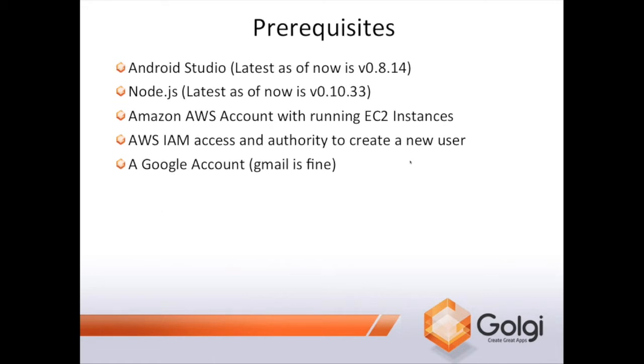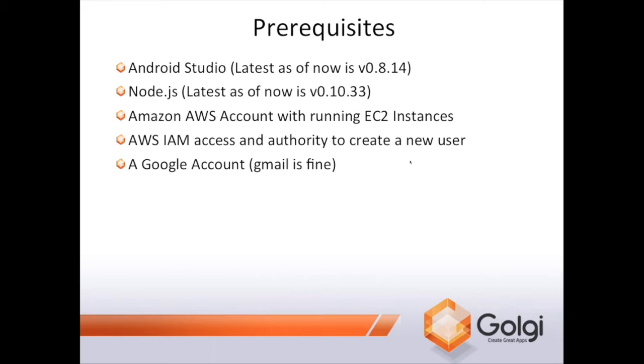So, some prerequisites in order to get this up and running. Our Android app is constructed within Gradle and Android Studio. I'm using the latest Android Studio that's available today, right now that's 0.8.14. For the server side, we're using Node.js, and right now the version of that is 0.10.33. You also obviously need some EC2 instances running in Amazon, so an Amazon account with EC2 instances.